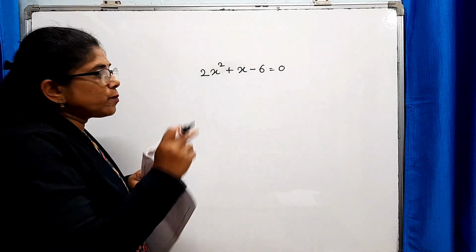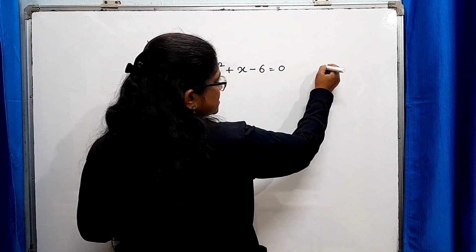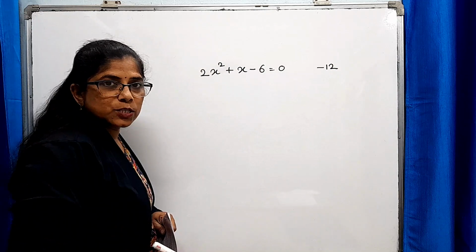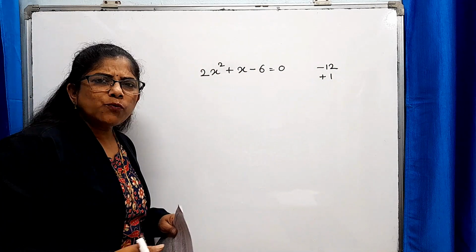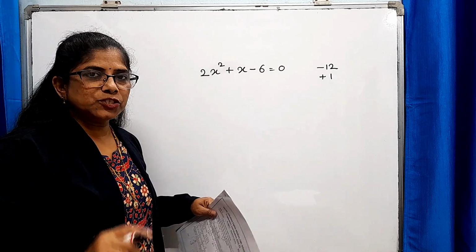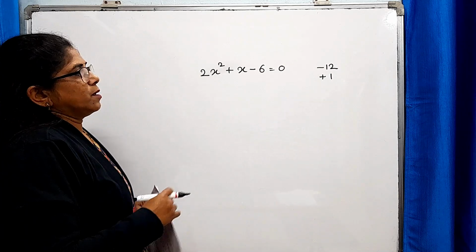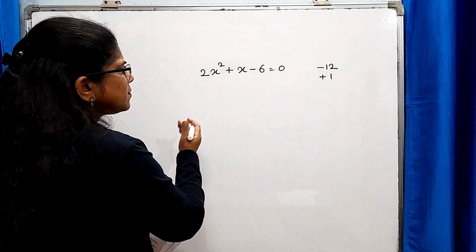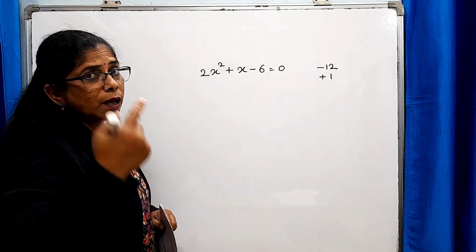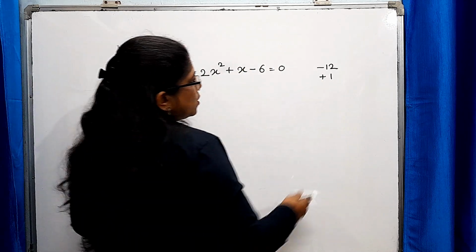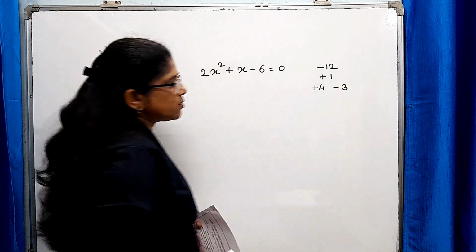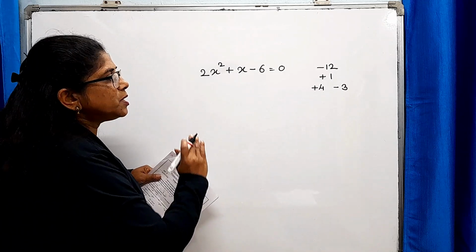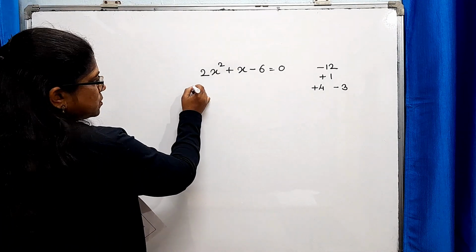So what we do? 2 into minus 6, product is minus 12 and difference is plus 1. How to find this? It is clearly mentioned in one of our videos. So here product is minus 12 and difference is 1. So our factors are plus 4 and minus 3, means factors of minus 12, plus 4 and minus 3.